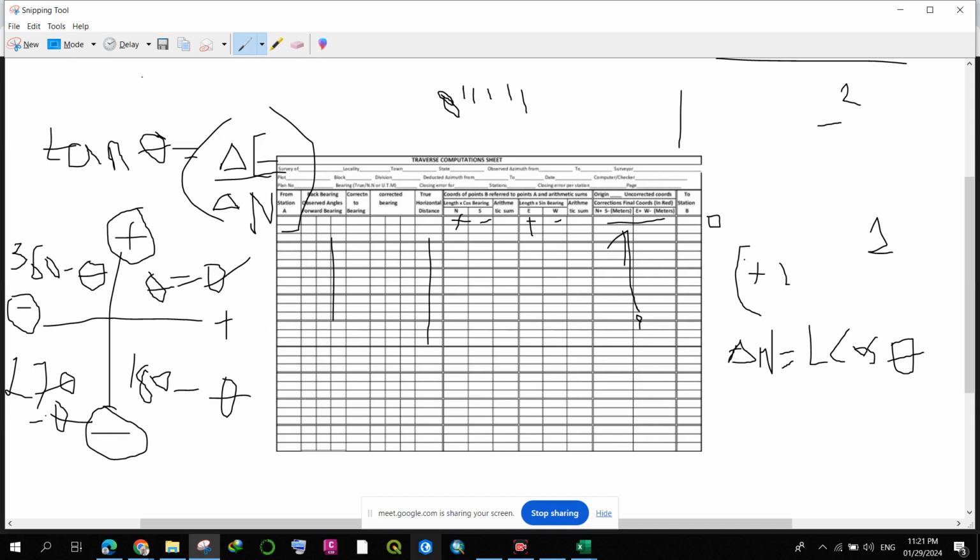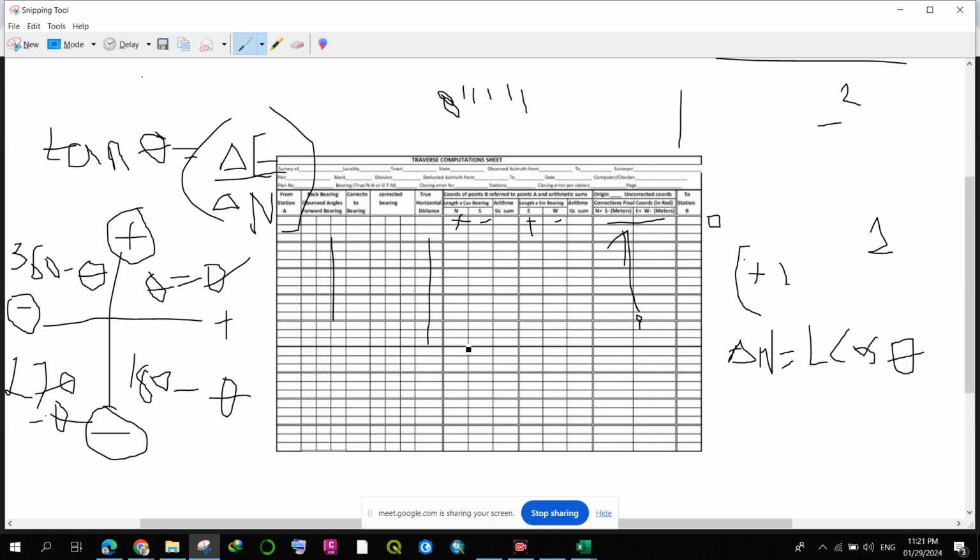When you're doing the backward computation, we make use of this minus this to get this. Then, either positive or negative, you write it in the appropriate column. The same thing: the square root of change in easting squared plus change in northing squared gives you your distance. Then you take tan inverse and you get your bearing, right? That's your backward computation. Now you're going forward. Your forward will now be your L.